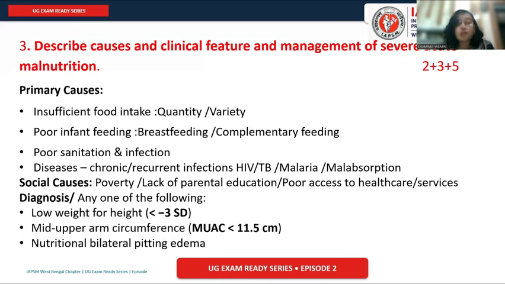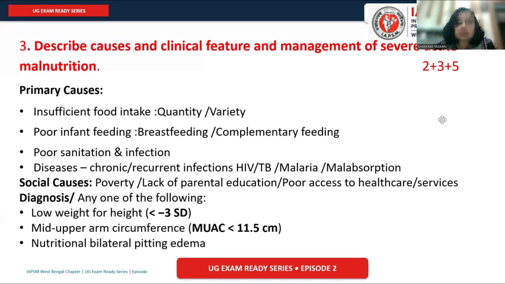As far as the social causes are concerned, poverty is a very important cause for SAM children, as we see it mostly in the lower socioeconomic strata. Lack of parental education, when one doesn't know what food to give and how many calories are needed, and poor access to healthcare. These are some of the social causes of SAM children.